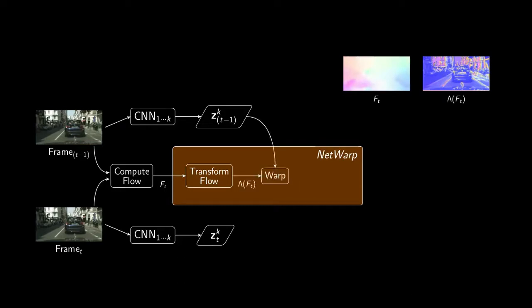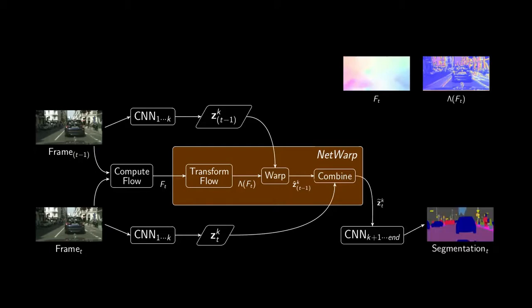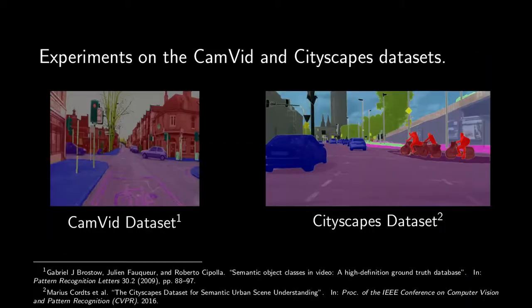Then the transformed flow is used to warp the intermediate representations of frame t-1. The previous frame's warped representations are then linearly combined with those of the current frame. The output is passed onto the remaining CNN layers for semantic segmentation. All these computations in the NetWarp module are backpropagable, making the resulting video CNN end-to-end trainable. Since NetWarp is generic, we use it to augment several existing state-of-the-art CNNs and observe improvements across all of them.